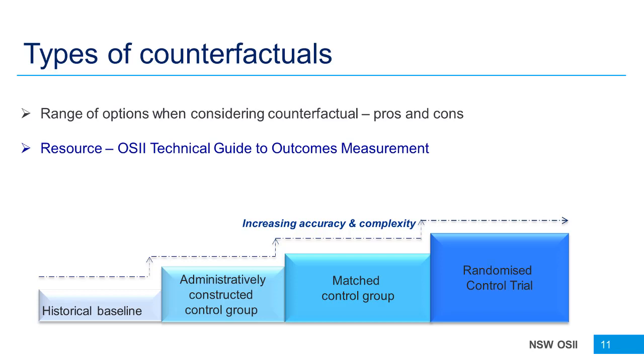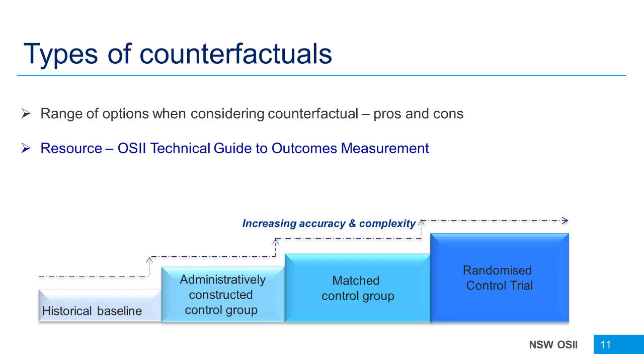When we establish a counterfactual, we provide an unambiguous and quantifiable estimate of the impact the service had, and depending on the rigorousness of that counterfactual, we may be able to include considerations such as how much of the outcome was caused by the program and how much was due to other factors. As you can see, there are different types of counterfactual, and depending on the type of counterfactual used, the level of accuracy and also the complexity increases.